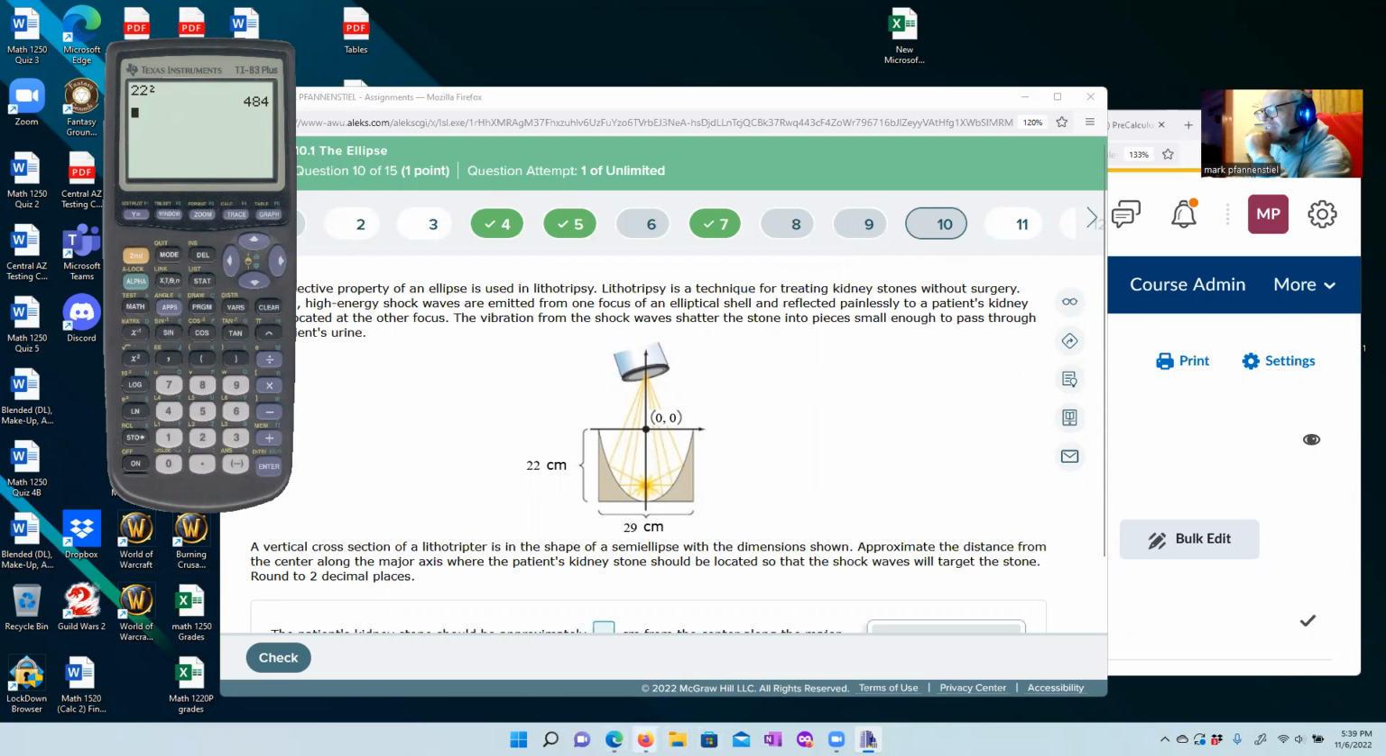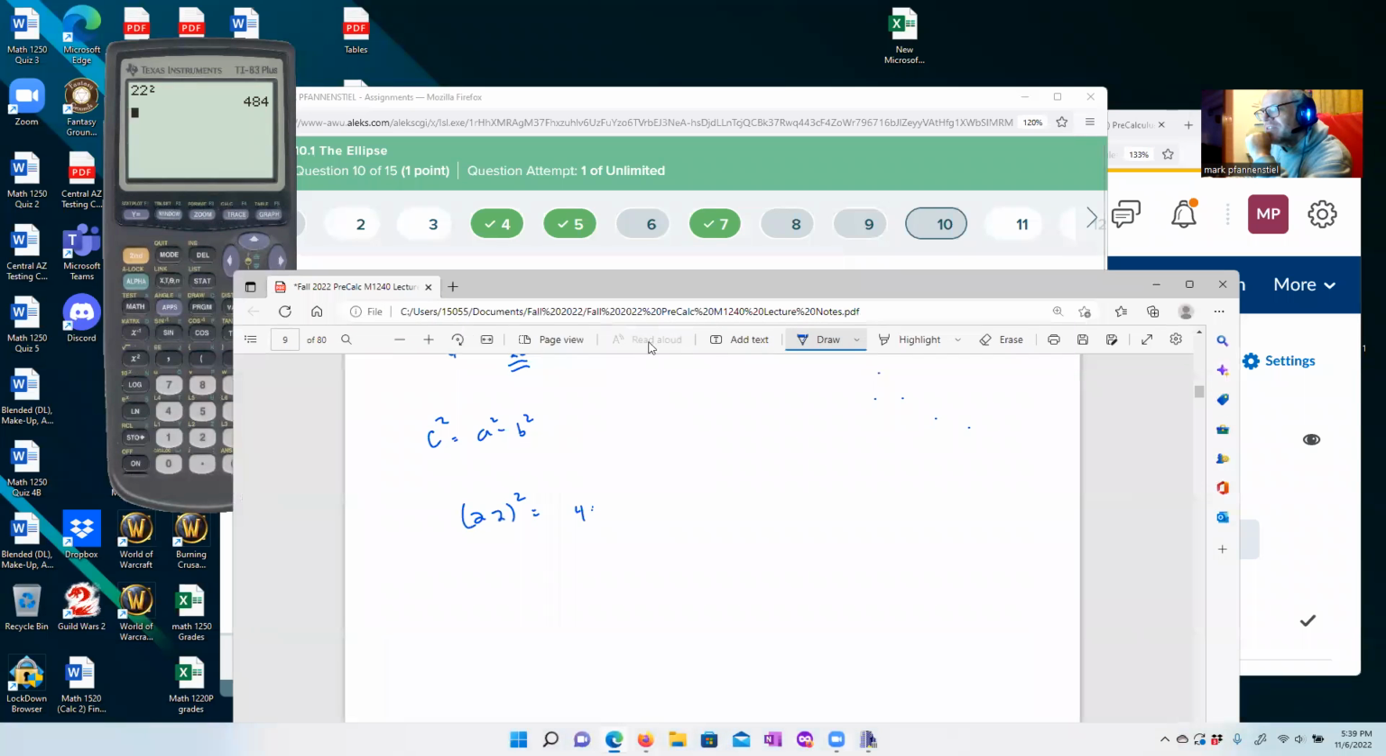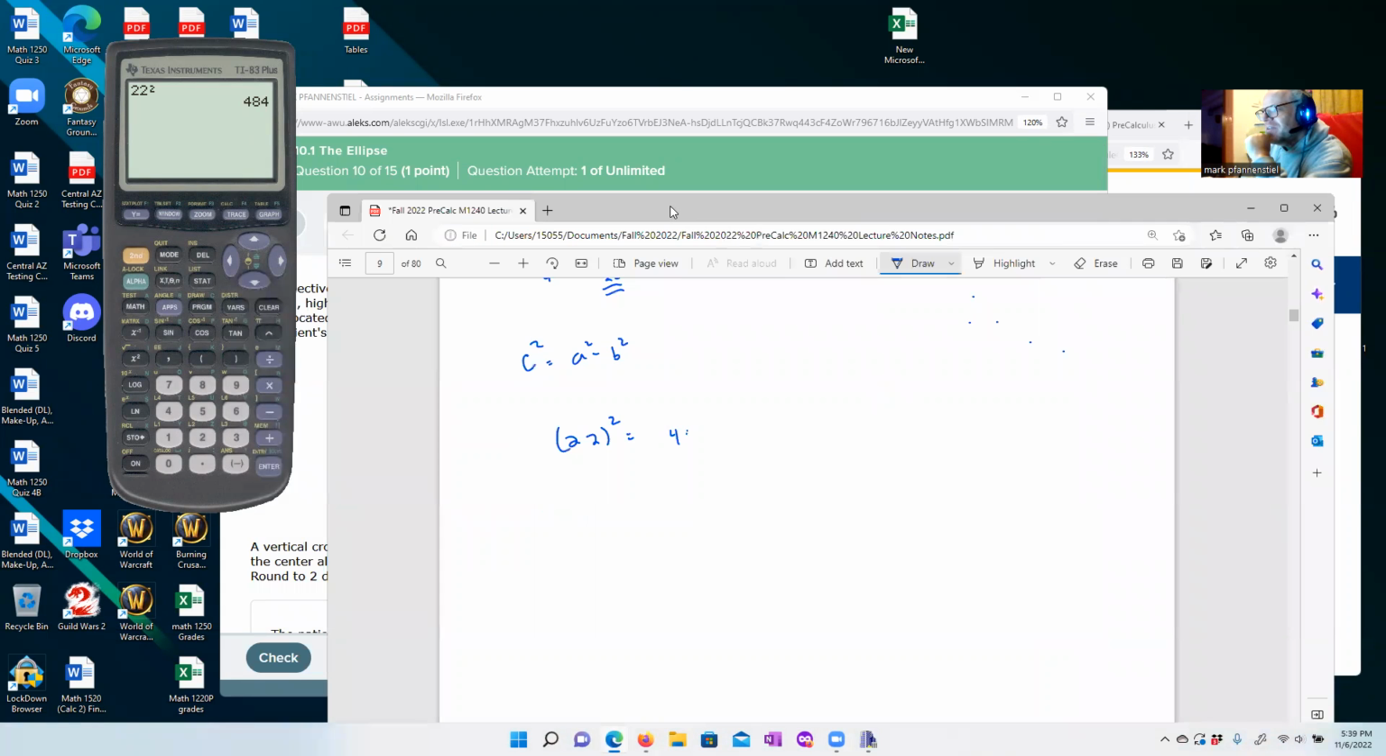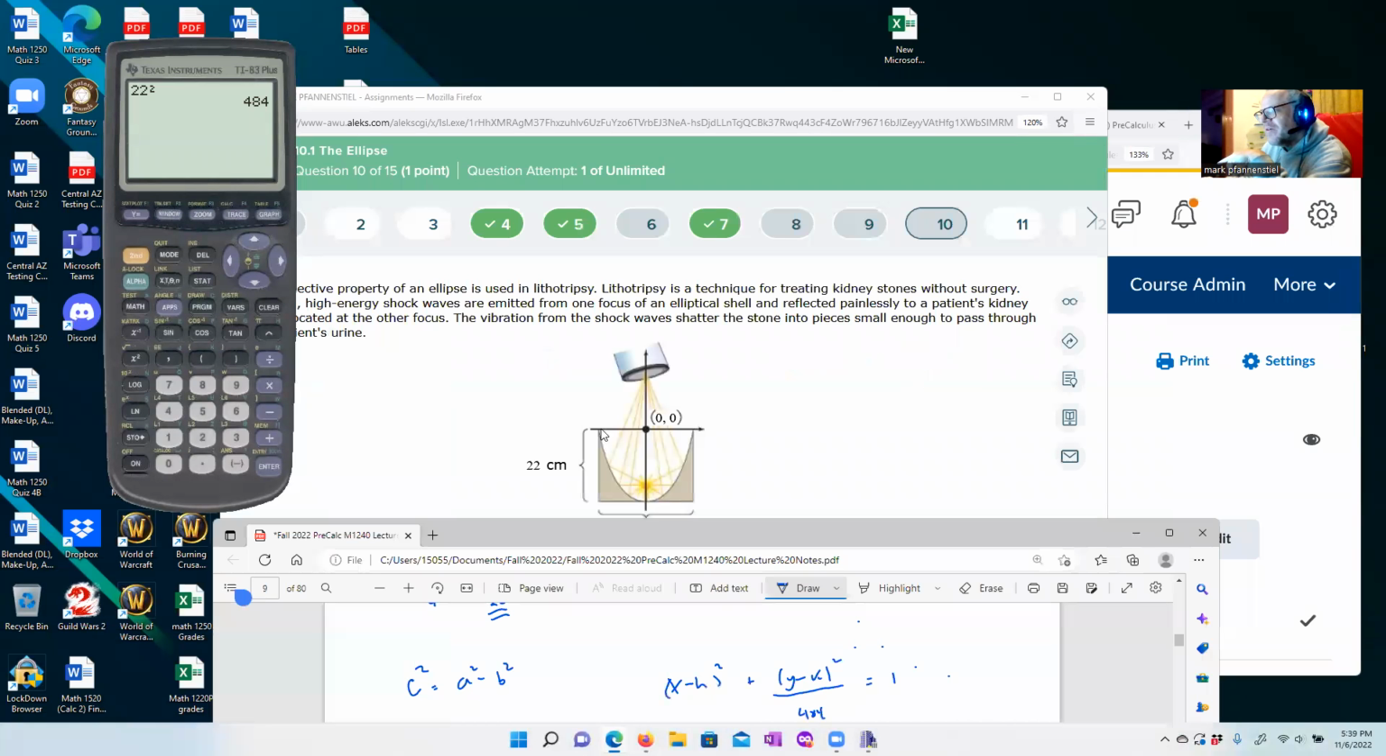And then the minor axis is going to be a little messy as far as the arithmetic goes. We're going to have x minus h squared plus y minus k squared. The major axis is in the y direction, so we write the 484 under the y term, equal to 1. I think we're positioning the center at 0, 0, which is always nice.